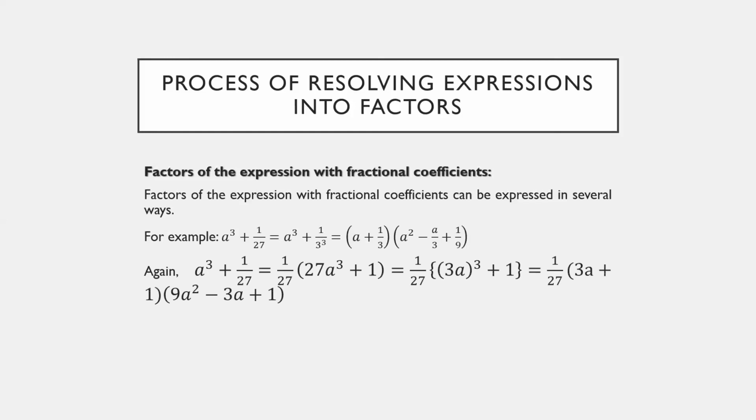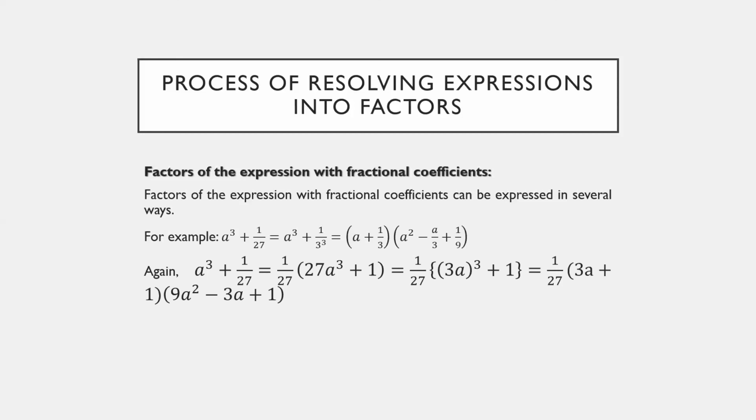Now we want to do it with another method, for a cube plus 1 by 27. We take the fractional part common. We have taken 1 by 27 common. So we will have 27 a cube, as multiplying 27 a cube by 1 by 27 gives a cube. So it becomes 27 a cube plus 1.